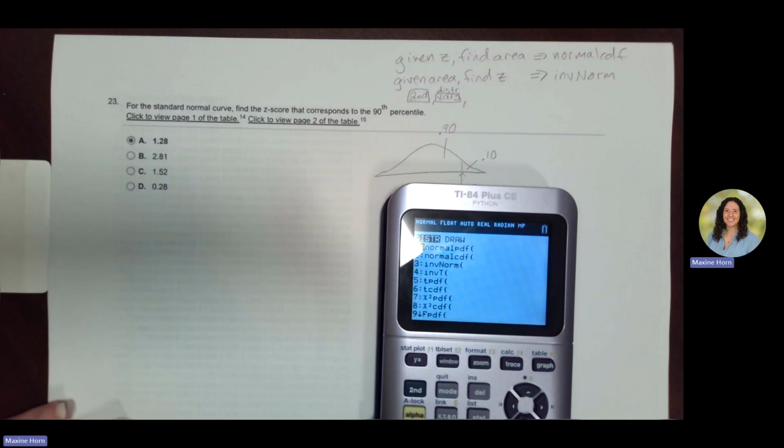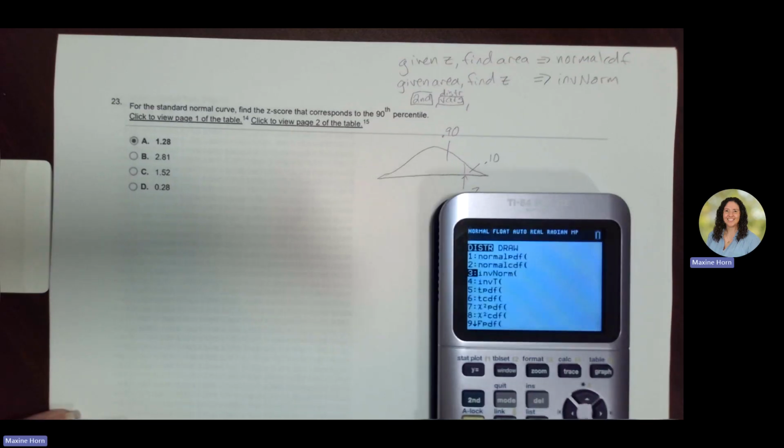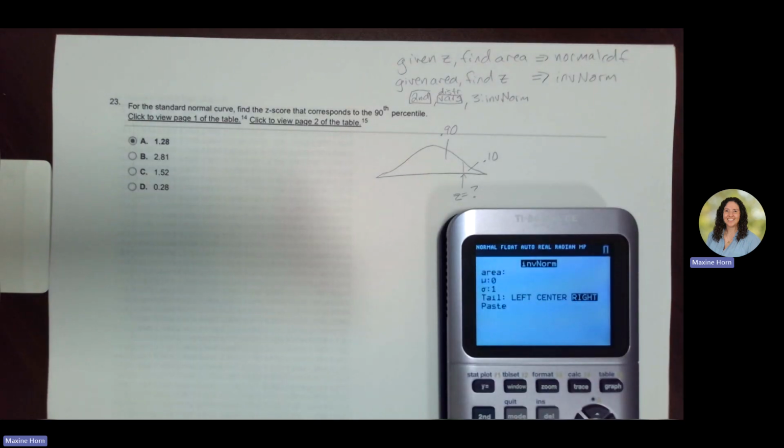Second vars, and number 3 is inverse norm. All right, you see that? Number 3, inverse norm. So 3, INV norm. Okay, now if you have the nice pretty fancy calculator like me, then it is going to prompt you with all sorts of things. It's going to ask you for the area, the mean, the standard deviation, and it's going to say, hey, where is this area occurring?